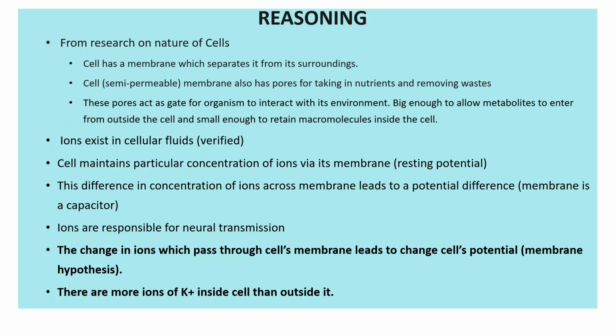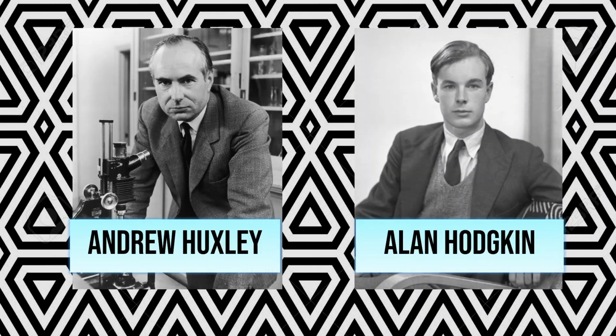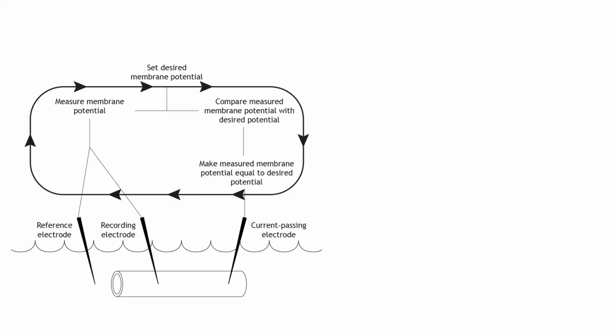So these are the conclusions we have. We found out that ions play a role in neurons, and ions of potassium, sodium, calcium, and negative chloride have a role in neural conduction. So now we are going to move forward, and we come back to our two main scientists, that are Huxley and Hodgkin. And this was their experimental setup.